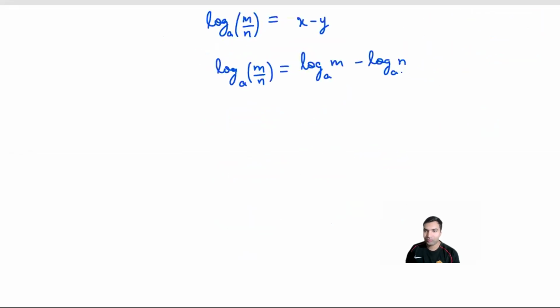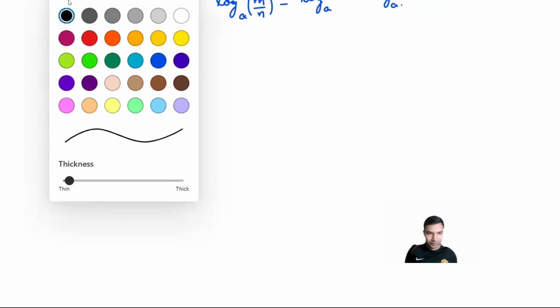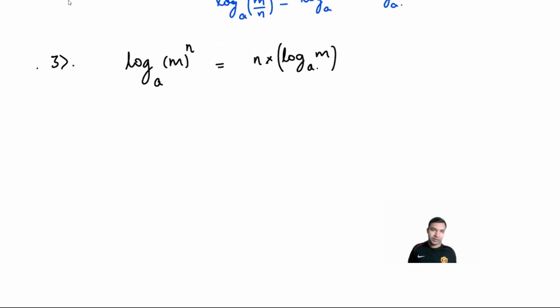Fine. Now moving on to the third property. So the third property is also interesting. Okay, so let's understand that. Now the third property says if I have log of m to the power of n to the base a, then this power n could be written in front like this. It comes out of the log, and I can write n times log of m to the base a. So it gets multiplied. So whatever is the power of the number, it comes in front, to the same base.